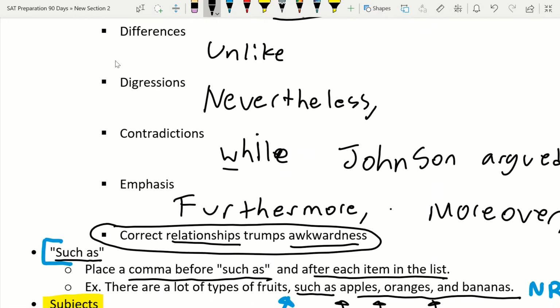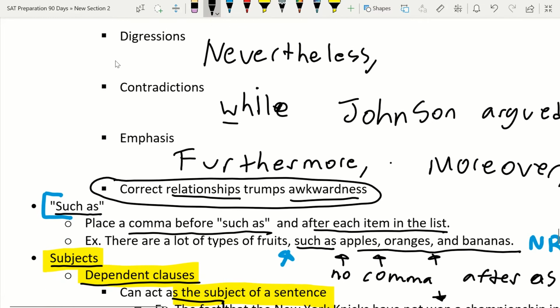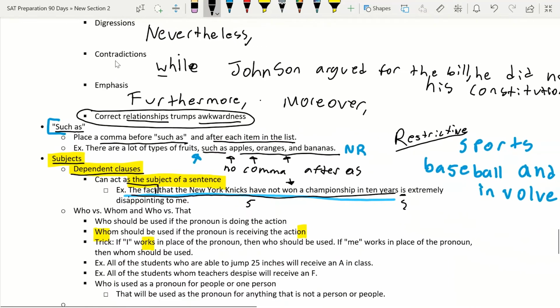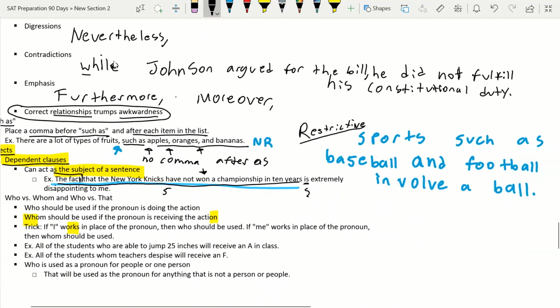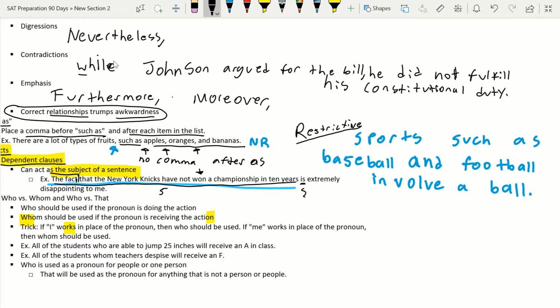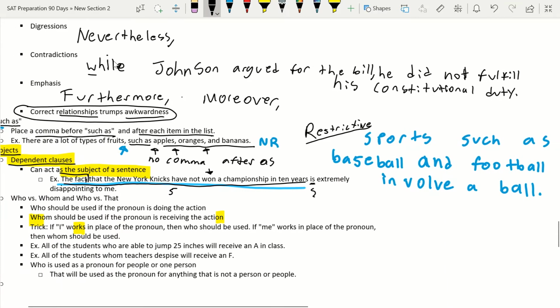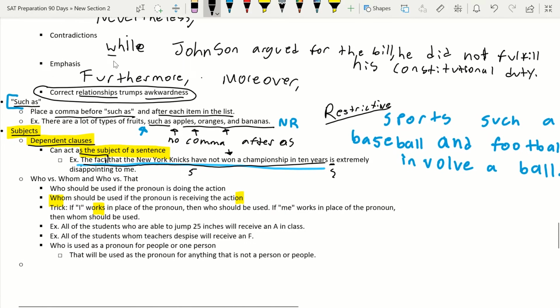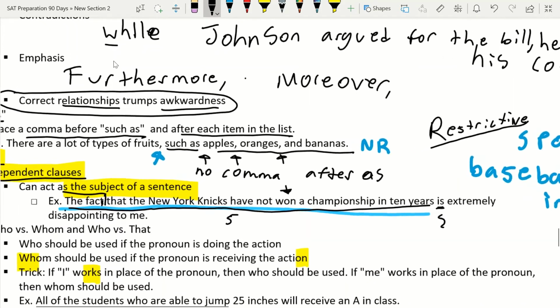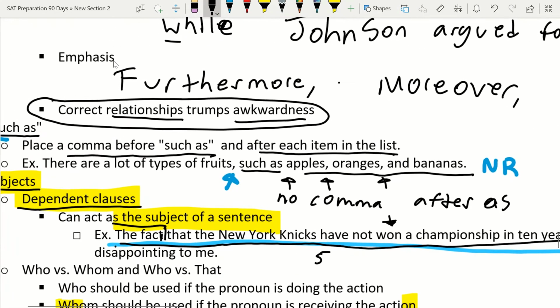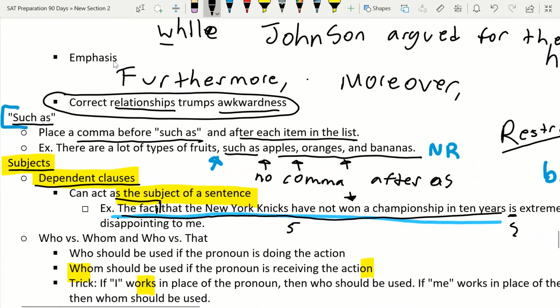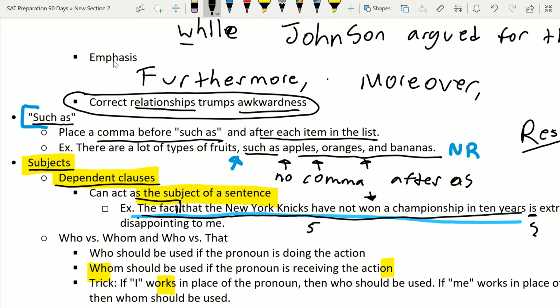All right, next up we got differences. We could say unlike. Digressions, nevertheless, right? Digressions would just be if you're digressing on a topic, nevertheless, and then you go on. Contradictions, right? An example of a contradiction would be, let's say, while Johnson argued for the bill, he did not fulfill his constitutional duty, right? So he's contradicting his actions. He's arguing for the bill, but at the same time, he's not fulfilling his constitutional duty. Emphasis. These are good ones to know. Emphasis shows up decently, it's fairly common on the SAT writing section for transitions. Words that would indicate emphasis would be furthermore and moreover. Those are two common ones, so know those.